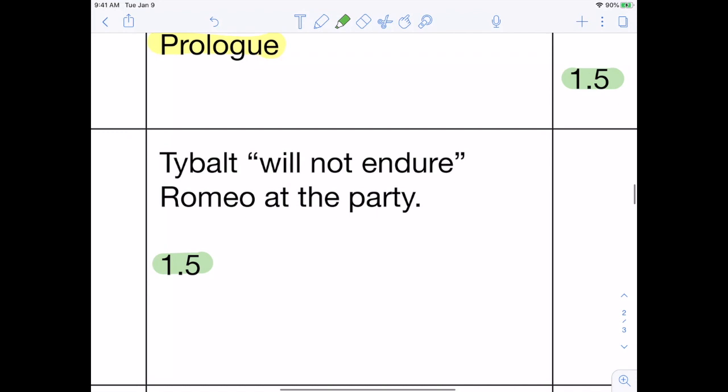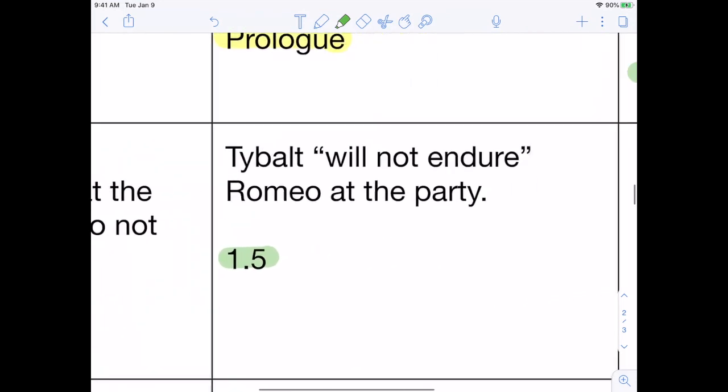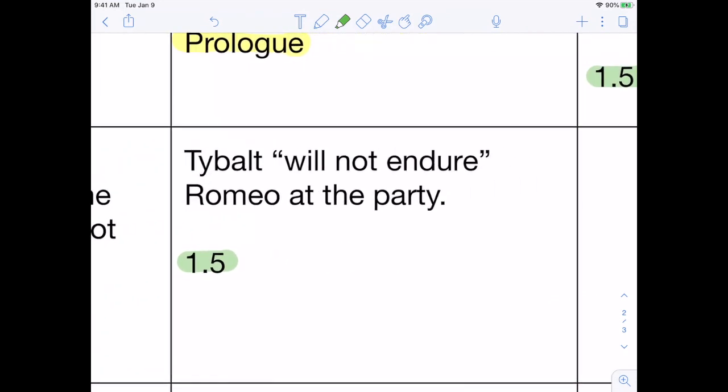In Scene 5, once again connected to Tybalt's anger, Tybalt will not endure Romeo at the party. And if you remember, he was actually described twice as, or at least compared to, a rooster, right? A proud rooster. As a princox, and they said, you'll set a cock-a-hoop. So both are related to the proud rooster.